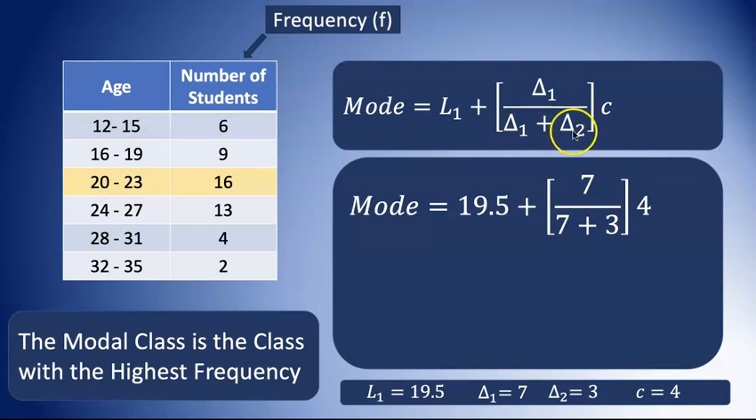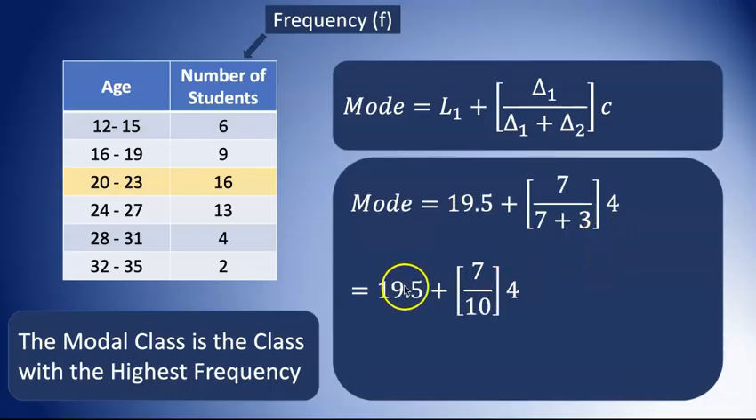So putting it all together in the formula, L1, 19.5 plus delta 1, 7, over delta 1, 7, plus delta 2, 3, multiplied by the class width, which is 4. Right, so we're going to work in the brackets first. 7 plus 3, the denominator is 10. So we can say this is 19.5 plus 7 over 10 times 4. Now we can work this part out. So 7 divided by 10 times 4 gives us 2.8. And then 19.5 plus 2.8 gives 22.3, which is our mode.